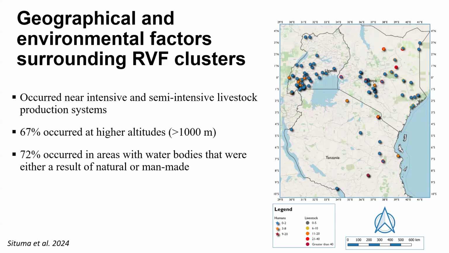Historically, they were occurring in more lowland regions, but about 67% of the clusters that we analyzed were in higher altitude regions, particularly in Uganda. They were mostly in high altitude regions. And most of them, unsurprisingly, because water is an important source of vector, a place where vectors can thrive, 72% of these clusters of RVF were in areas where there was either natural or man-made water pools.